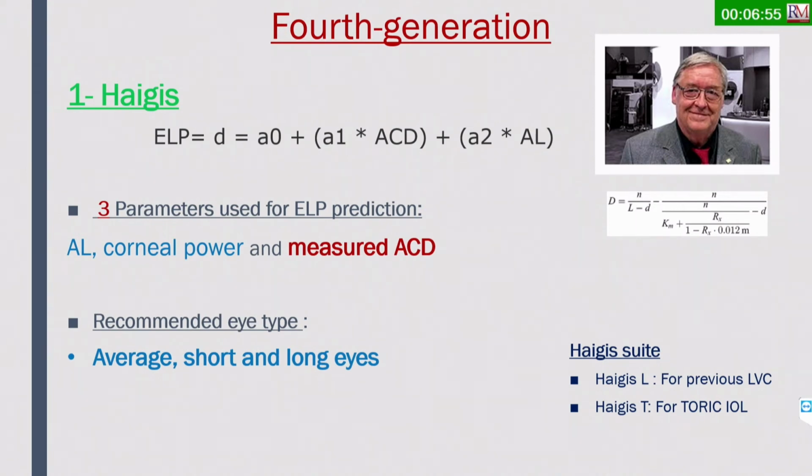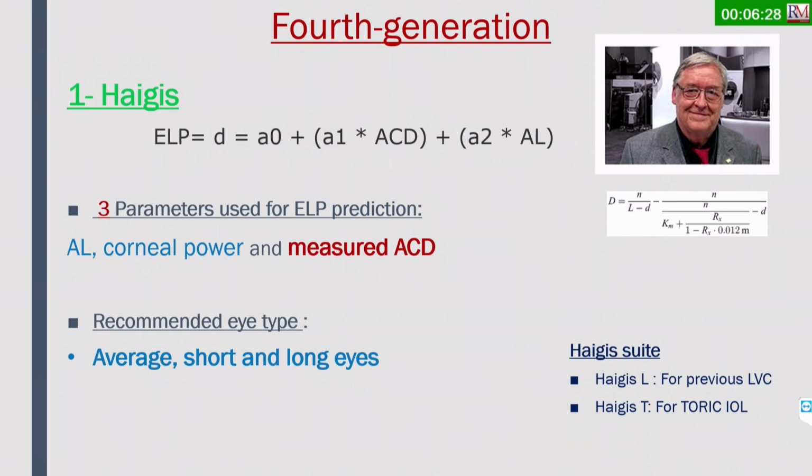In the fourth generation, first we have the Haigis formula. They tried to get a more accurate effective lens position by increasing the variables they are using. So Haigis used 3 constants: A0, like that of the A constant and the surgeon factor, then A1 tied to the anterior chamber depth, and A2 tied to the axial length.